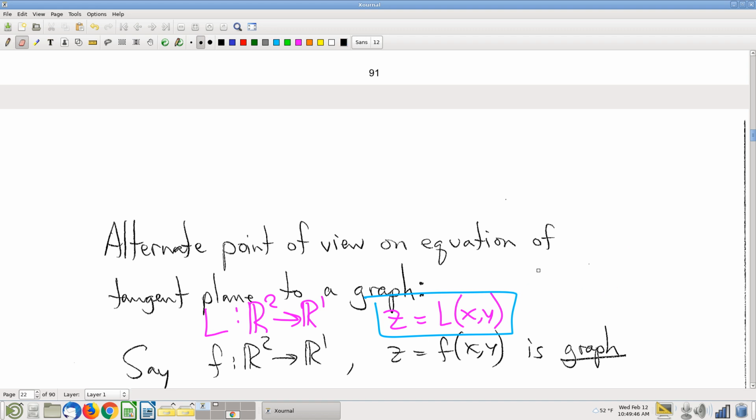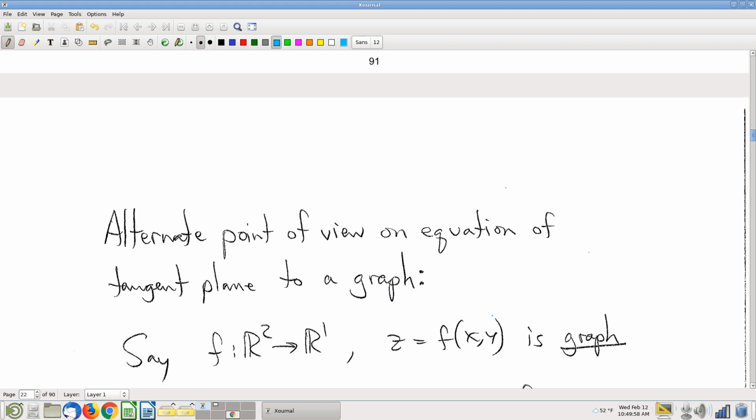Okay, so that's one point of view that you can take, and that's fine, and nothing wrong with it. Make sure you understand that point of view. But I'm going to show you a different point of view on how to motivate the equation of a tangent plane. I think this one's lovely. It goes like this.